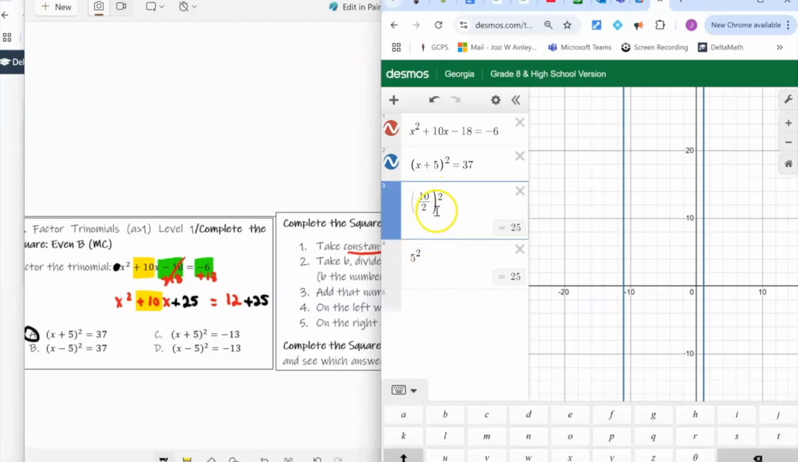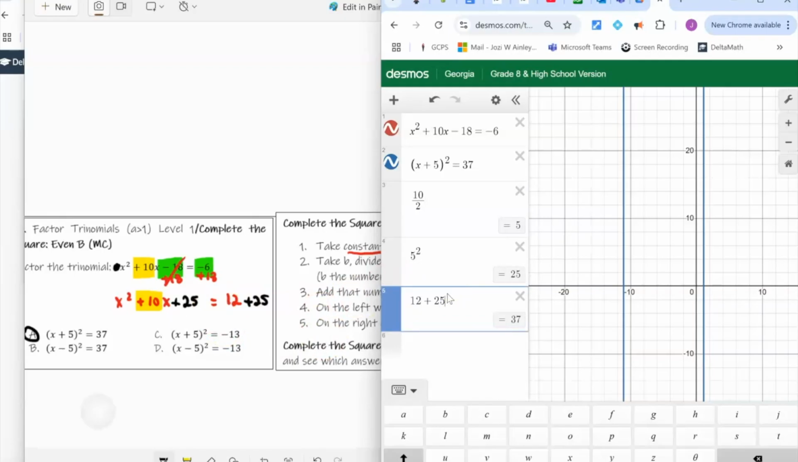So either do it separately on 2 different lines. So 10 divided by 2 is 5. So 5 squared is 25. Or just close the parentheses and do it there. All right, so it's 12 plus 25. And again, you can use a calculator. It's going to be 37.